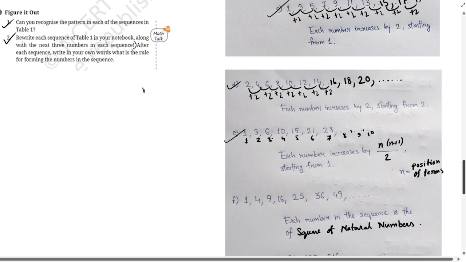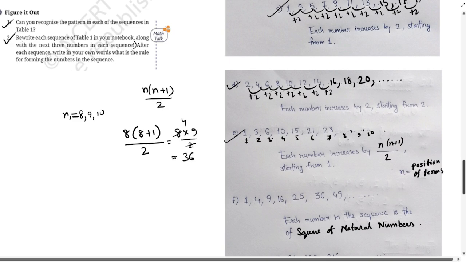We know the formula is n into (n plus 1) by 2, and we have to check for n equal to 8, 9 and 10. First we'll check for 8. We're directly putting it in the formula. 8 into (8 plus 1) by 2, it will be 8 into 9 by 2, 2 4s are 8, it will be 36. So here it will be 36.